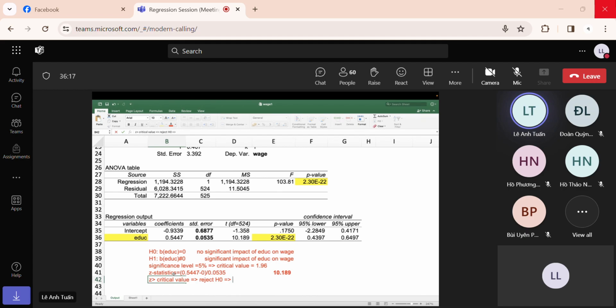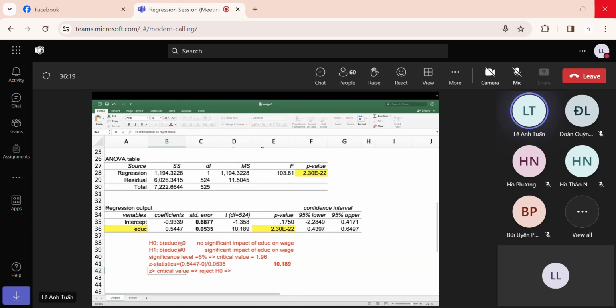We reject the null hypothesis. That means, since the null hypothesis says no significant impact, if we reject it, the impact of education on wage here is statistically significant. Here we define it at the 5% significance level. So this is the way we check whether a coefficient is significant or not.